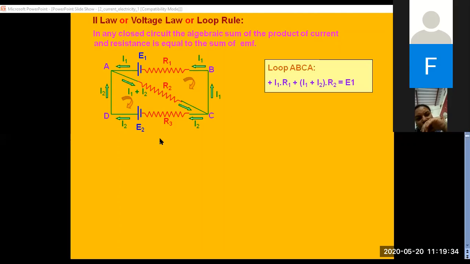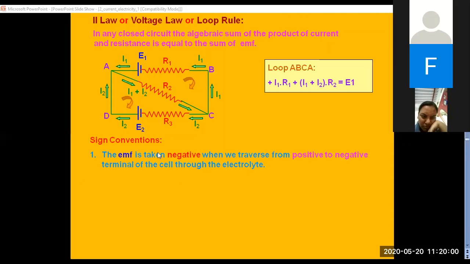First law is, at any node or junction, the algebraic sum of the current should be equal to 0. Whichever is entering, we'll take it as positive. Current which is leaving, we will take it as negative. Second law is also called your voltage law. In any closed circuit, the algebraic sum of the product of current and resistance will be equal to the sum of your EMF.